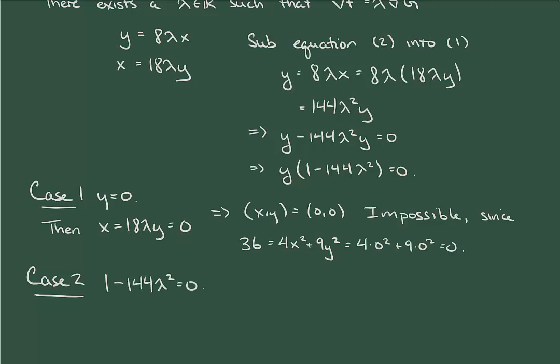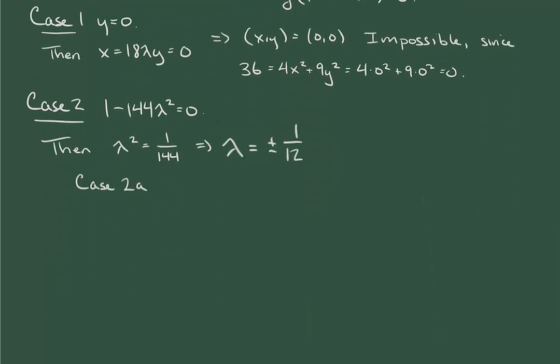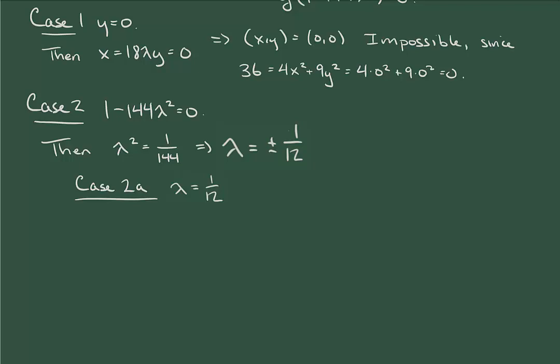So let's suppose that 1 minus 144 lambda squared is equal to 0. We can rearrange this so that lambda squared is 1 over 144, so lambda is plus or minus 1/12. So lambda can be either plus 1/12 or minus 1/12, so we have two more cases. So let's suppose that lambda is 1/12 to begin with, and let's plug this into the first equation, y is equal to 8 lambda x. So if we plug lambda equals 1/12 into that, we're going to get that y is 2/3 x. And now I'm going to take that and substitute it back into the constraint function.